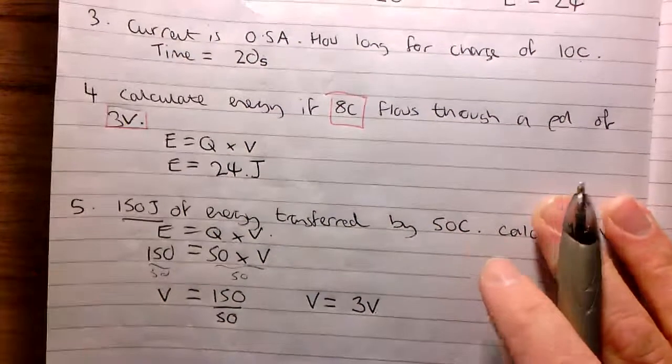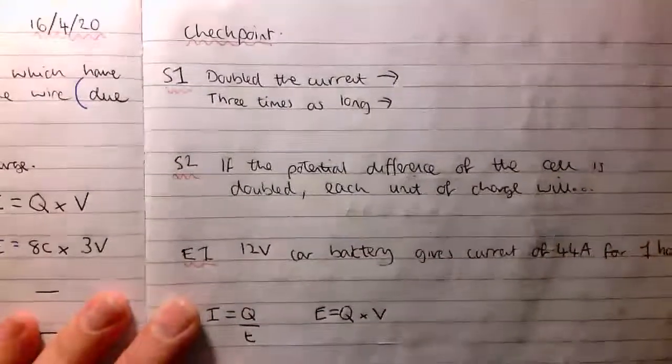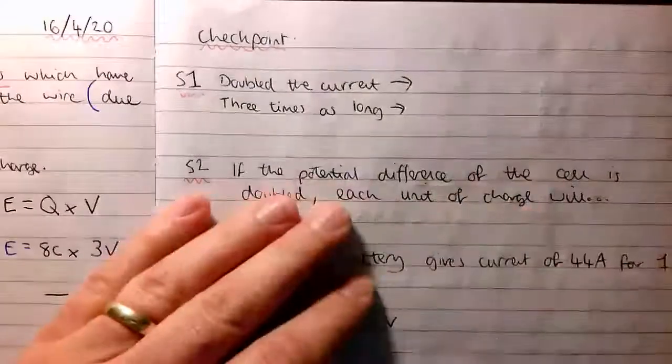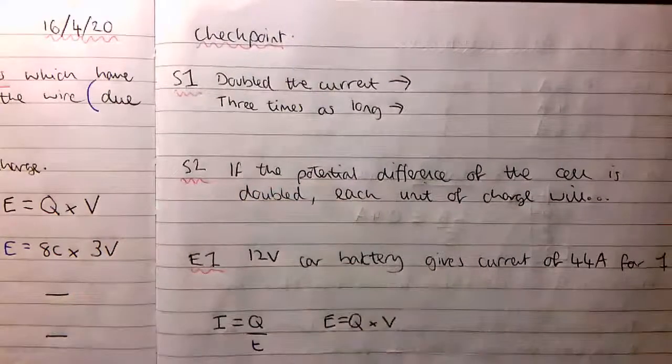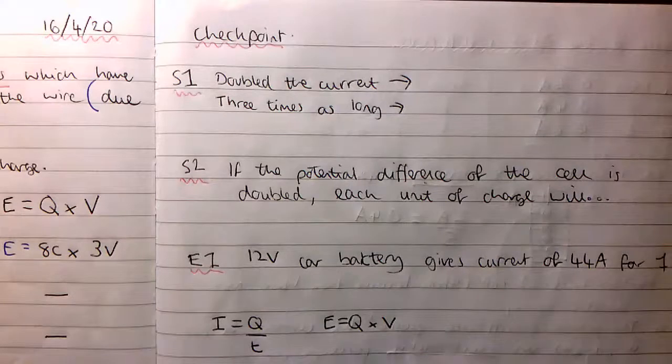Now we can try our checkpoint questions over here. So moving over to our checkpoint question. I've already set up what I'm going to write. So first of all, the first checkpoint question was: the current in the circuit is doubled and it is switched on for 3 times as long. Explain the change in the amount of charge that flows in the circuit.